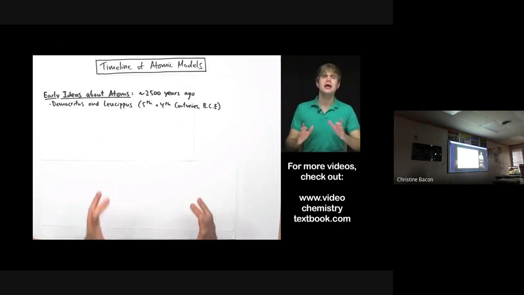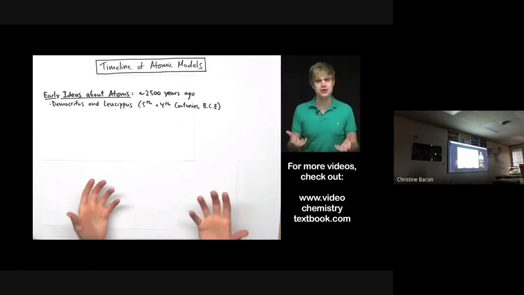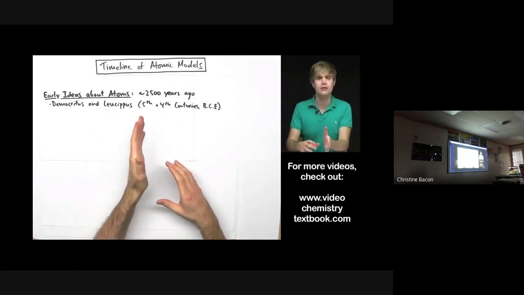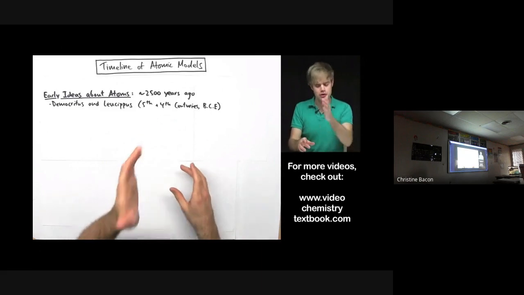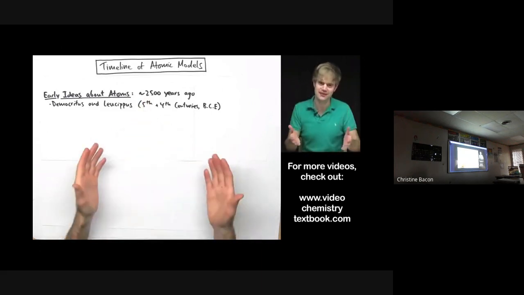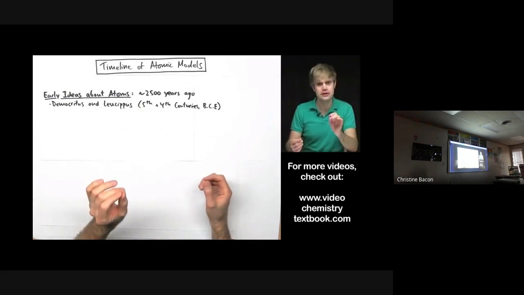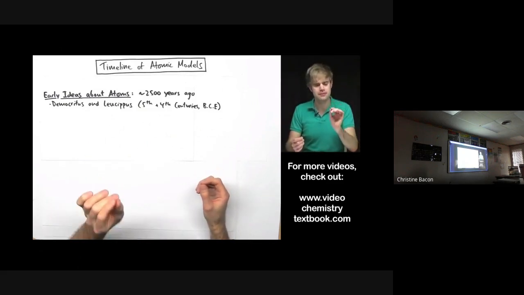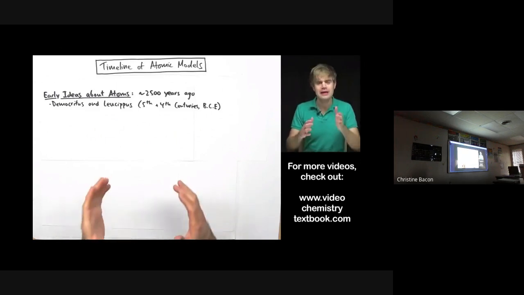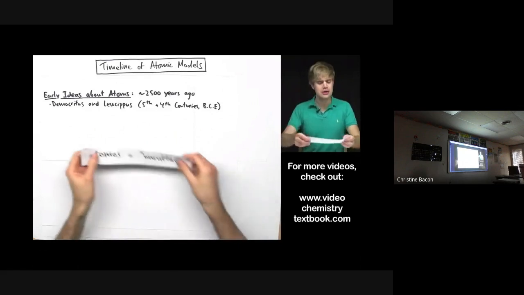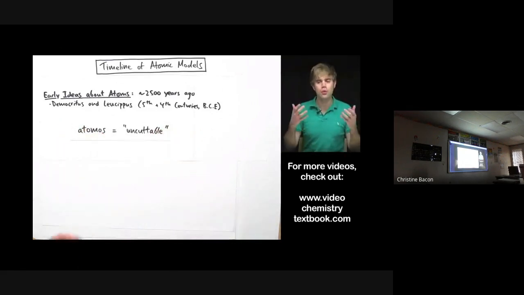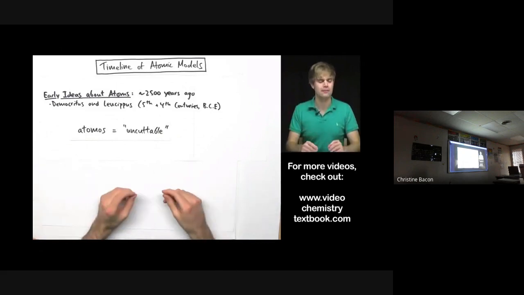And Democritus said something like this. Imagine you have an object, like say a slice of bread, and you cut that in half. And then you take half of that and you cut it in half. And then you take half of that, and you get the idea. Eventually, he said, you're going to come to something that you can't cut in half anymore. And he called these objects atomos, which means uncuttable. And it's where we get the word atom from.